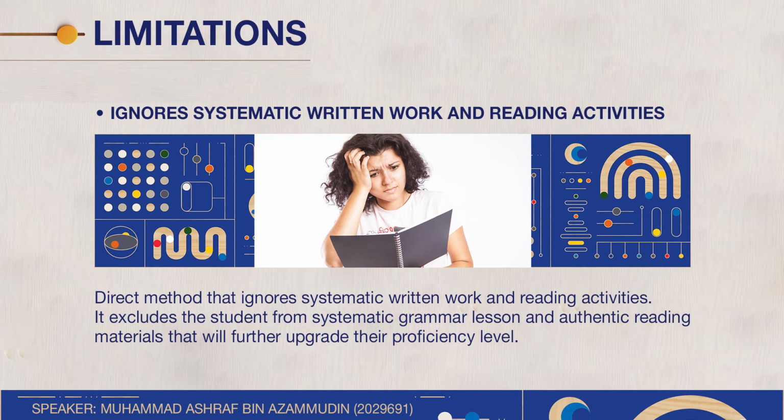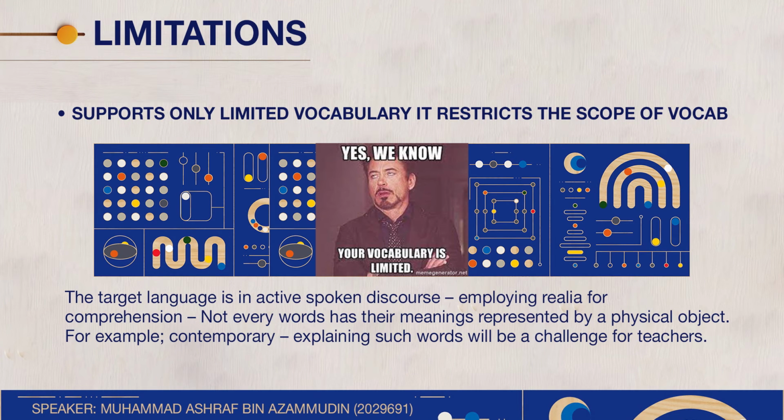Firstly, because of the nature of the direct method that ignores systematic written work and reading activities, it excludes the student from systematic grammar lessons and authentic reading materials that will further upgrade their proficiency level. Secondly, the target language is an active spoken discourse employing realia for comprehension. This will narrow the type of words that the student may come into contact with, as not every word has its meaning represented by a physical object. For example, contemporary. Explaining such a word will be a challenge for teachers.